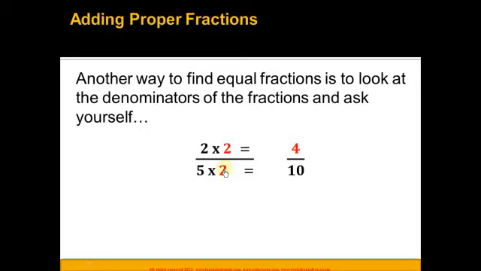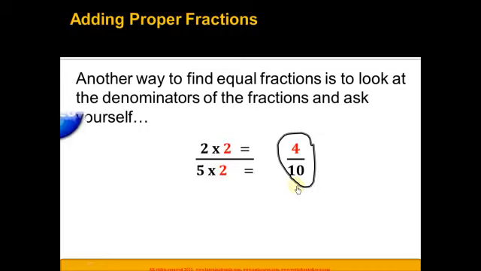And in this case, we're going to multiply the numerator 2 and the denominator 5 by 2 in order to create our equal fraction. So just as 5 times 2 equals 10, 2 times 2 equals 4. And therefore, we've created our equal fraction, and we see that 2/5 is the same as 4/10.